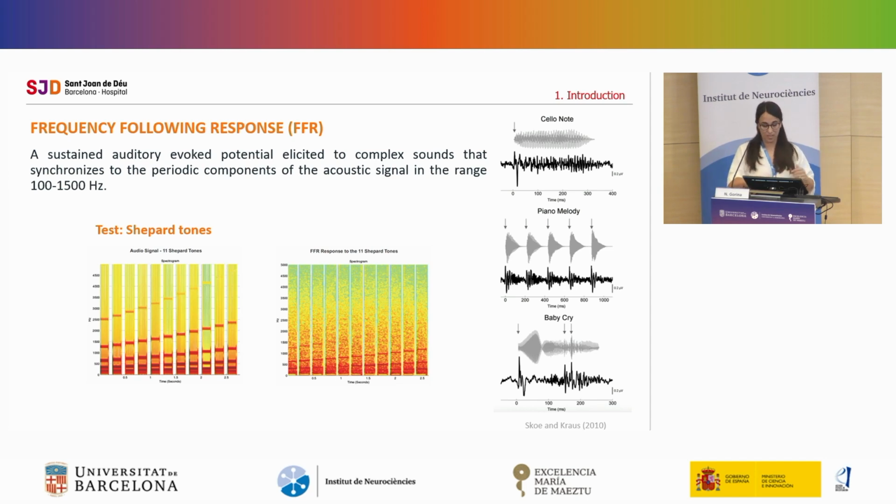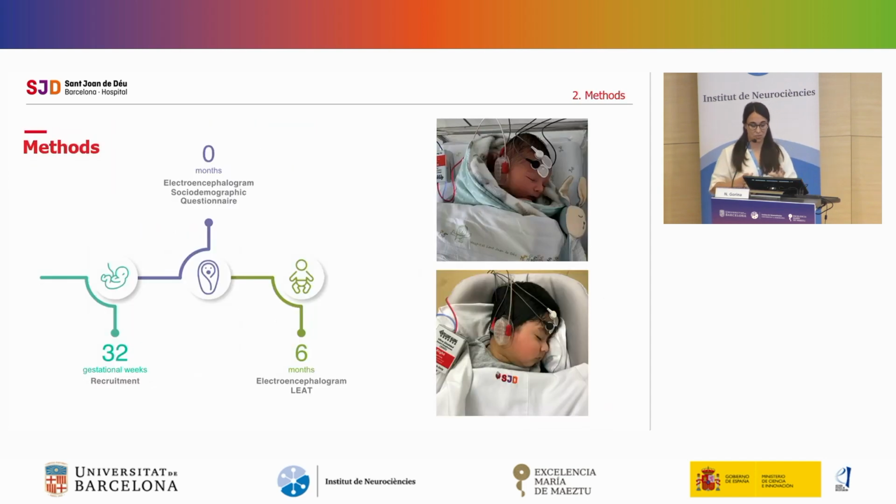By analyzing this response, we recruit mothers who are pregnant at 32 weeks of gestational age. During the last 3 months of pregnancy, we follow their music exposure. Then at 0 months, when the baby is born, we do an electroencephalogram and record this frequency following response. We do some sociodemographic questionnaires, and then at 6 months we retest the baby and use a questionnaire to analyze how their language exposure has been during the first 6 months of life.